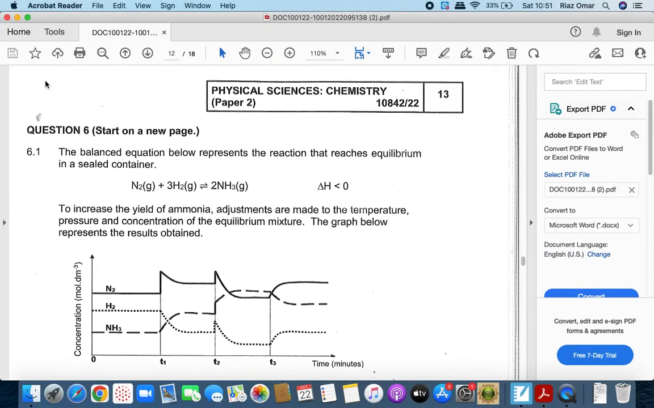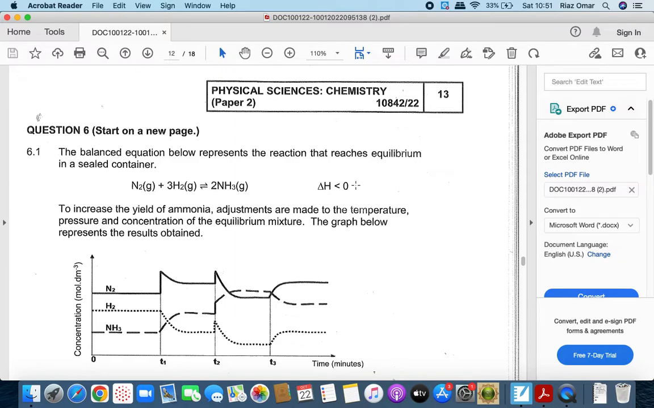is relating to the KC method, and we'll read the question 6.1. The balance equation below represents a reaction that reaches equilibrium in a sealed container. Yes, so we've got equilibrium. N2 nitrogen plus H2 hydrogen gives you a reversible reaction, equilibrium, ammonia 2NH3, and delta H is less than 0.